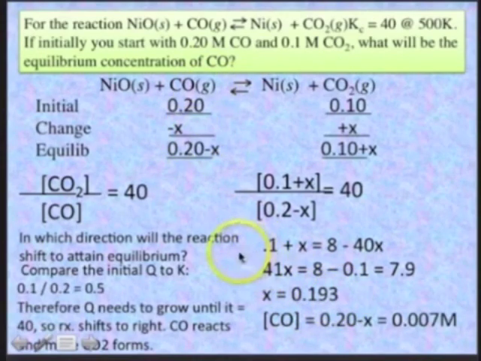And again, we don't just grab onto 0.193 as the answer. That is the value of x, but it's asking for the equilibrium concentration of carbon monoxide. That's going to be 0.2 minus x. So that's going to be 0.2 minus 0.193, or 0.007. Okay, that's it.